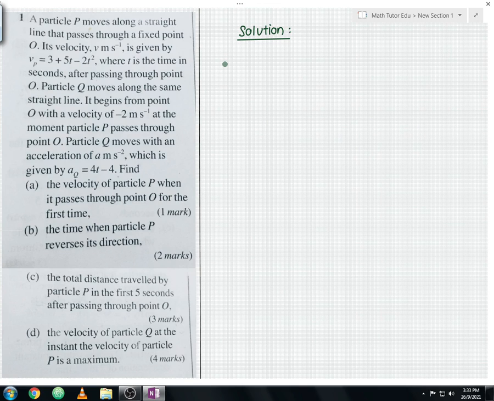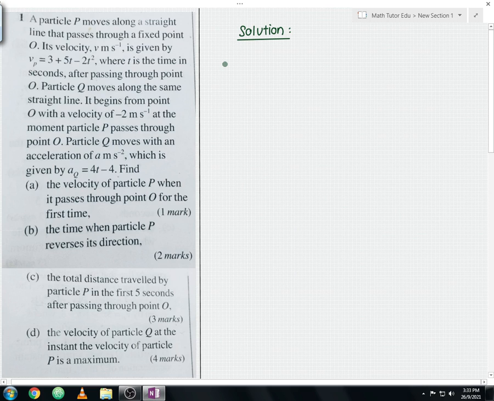Okay, let me read the question now. A particle P moves along a straight line that passes through a fixed point O. Its velocity v meter per second is given by Vp = 3 + 5t - 2t², where t is the time in seconds after passing through point O. Particle Q moves along the same straight line. It begins from point O with a velocity of -2 meter per second at the moment particle P passes through point O. Particle Q moves with an acceleration of a meter per second square, which is given by AQ = 4t - 4.